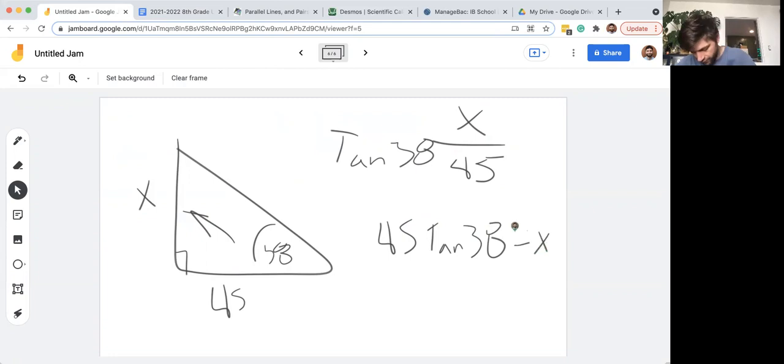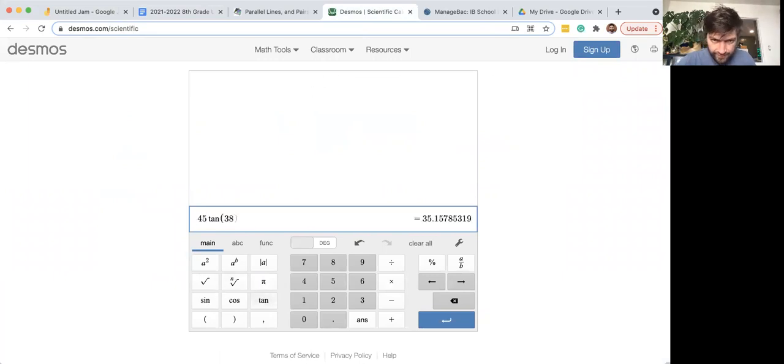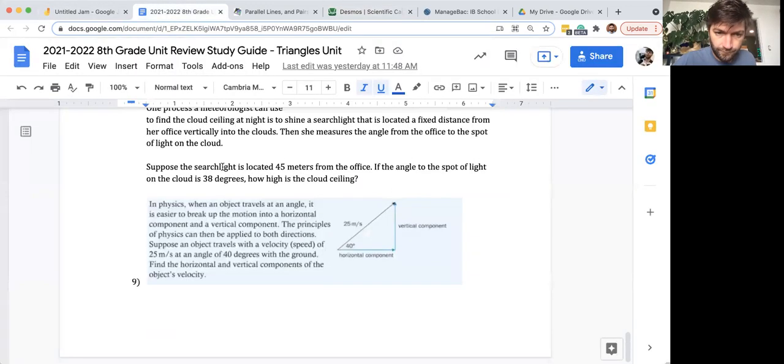Let's find that bad boy up. So I go 45 times the tangent of 38, and I get 35.15 or 35.2 meters. That's it. No problem. Now, one more word problem, then we're done with our study guide.